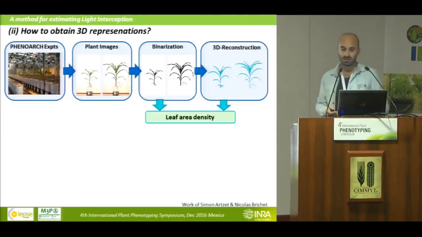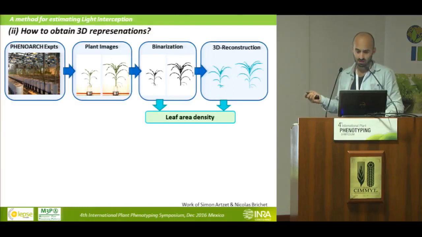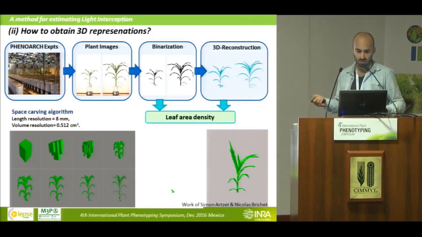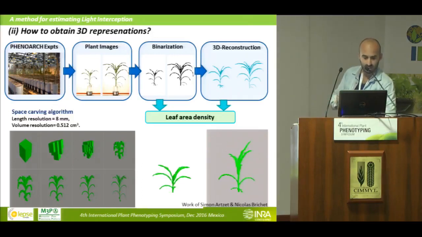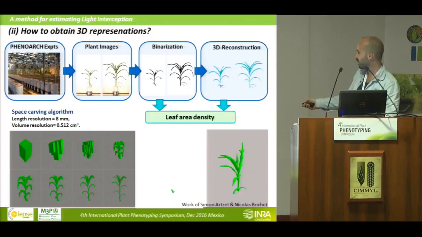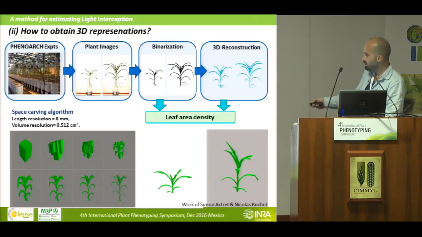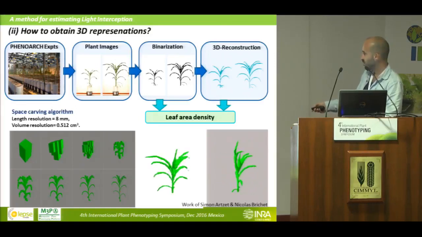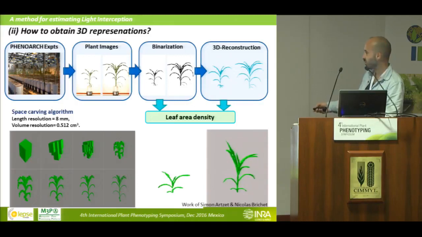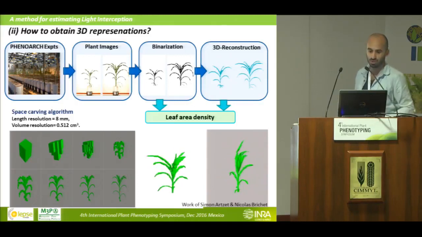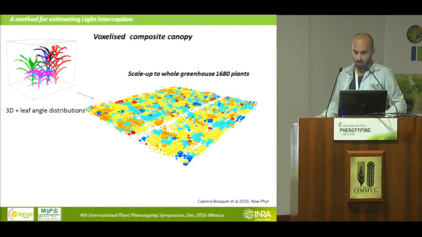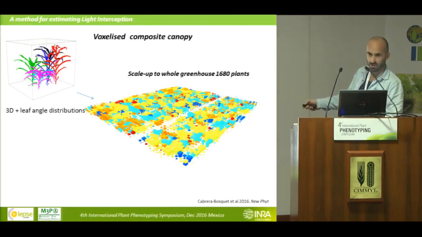The second thing was to obtain the leaf area density from 3D representations. I'm not going to detail too much how we did this. We used, like in the presentation before, a space carving algorithm that uses multi-perspective imaging, in that case 12 images, and by successive steps we end up with a 3D representation with a good length and volume resolution. So we have this 3D representation and the leaf angle distribution for each voxel.